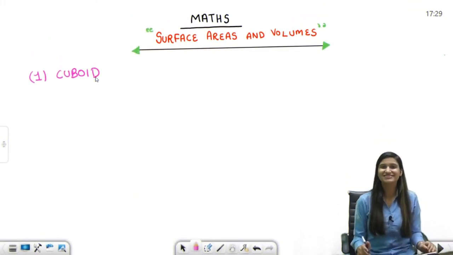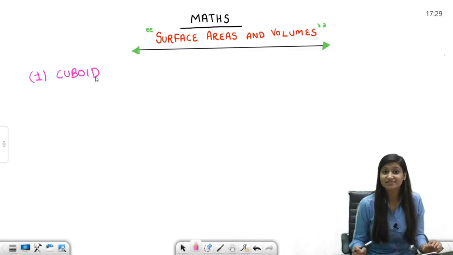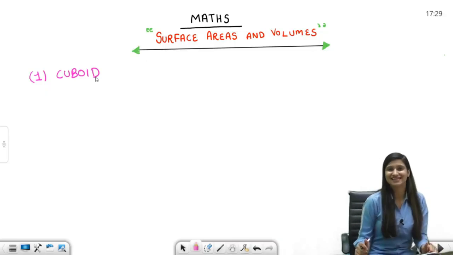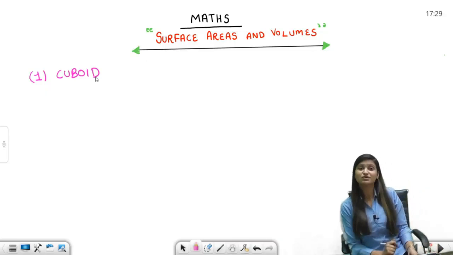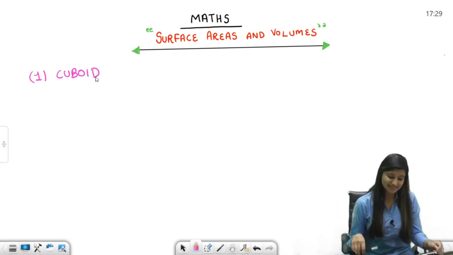Welcome everyone to this wonderful session. Today we are going to discuss the various shapes which are given in our NCERT. So let's get started. First of all, the shape we will be discussing is cuboid.